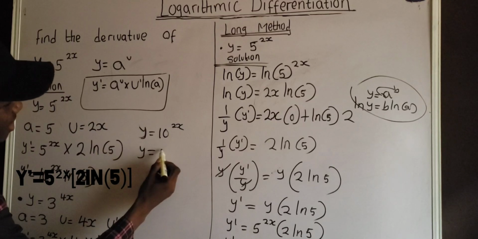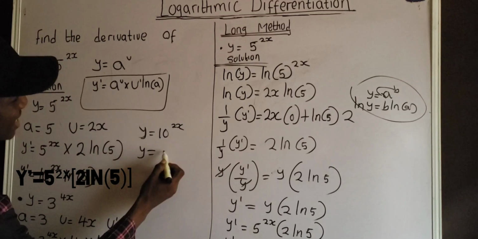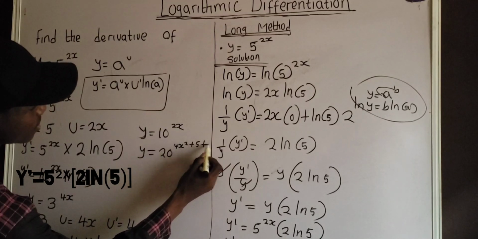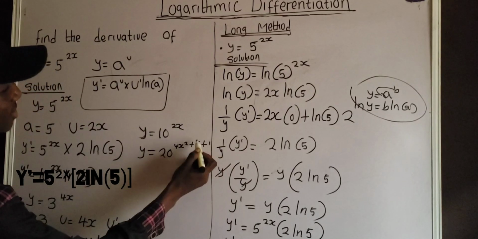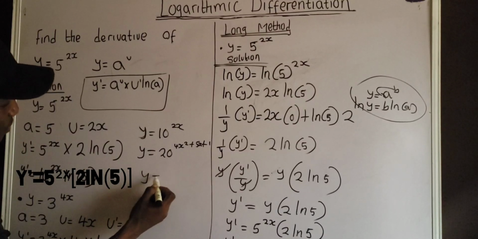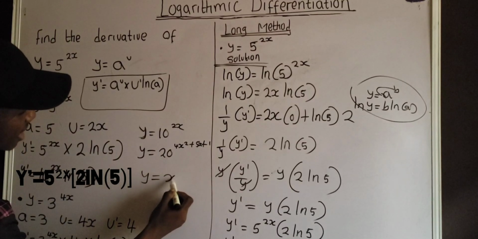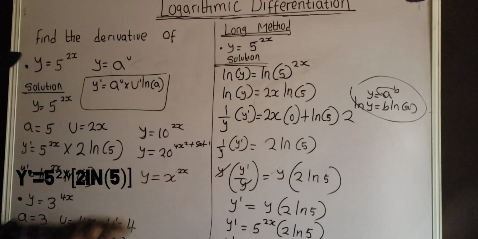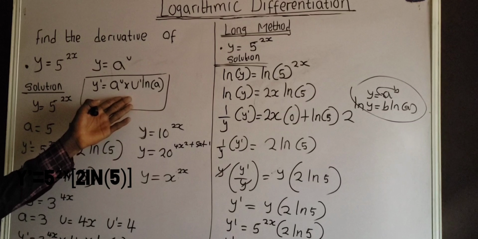If you have a function like y is equal to 20 raised to the power of 4x squared plus 5x plus 1, you can use the formula method. But when we have a function of this form, y is equal to x raised to the power of 2x, you cannot use the formula method. You cannot use this formula. You understand what I'm saying?